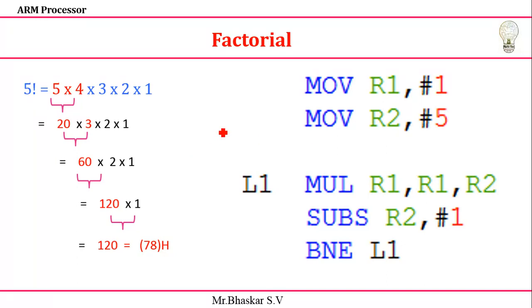First, I told that I need to store the value, it is 1. Initially, move R1 resistor, load the value, it is 1. Next, 5 factorial, if you want to find out that value, I'm going to take an R2 resistor.